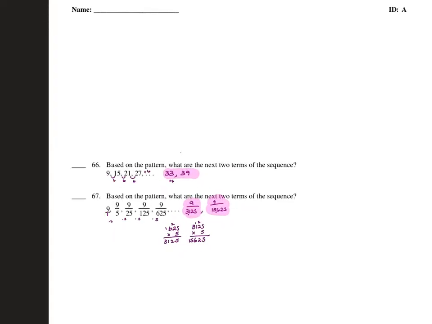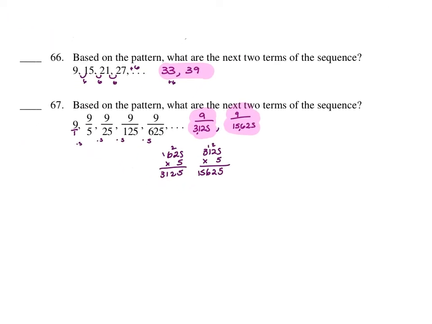All right, 66 is based on the pattern. The next 2 terms would be 33 and 39. 67 based on the pattern. The 9 stayed the same, but everything in the bottom got multiplied by 5. So you get 9 over 3,125 and 9 over 15,625.